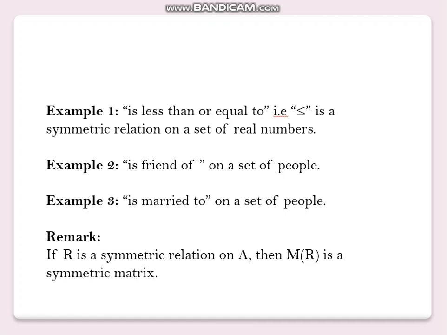The remark is: if R is a symmetric relation on A, then the matrix of the relation is a symmetric matrix. That means the matrix MR and its transpose will be equal. Since we have both types of relation, A related to B and B related to A, the number of ones and zeros will be organized symmetrically.